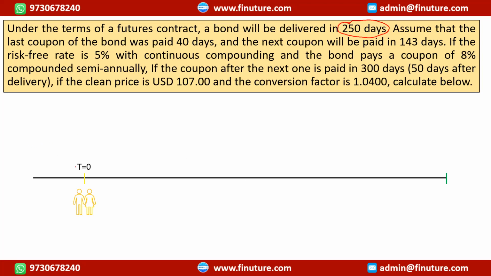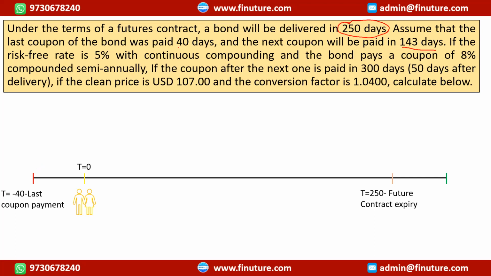So we are standing today, wherein we have a 250 day bond future contract. At 250 days, we have one bond future. Assume that the last coupon of the bond was paid 40 days back. The last coupon payment was made 40 days back, and the next coupon will be paid in 143 days. I'll just underline that as well.